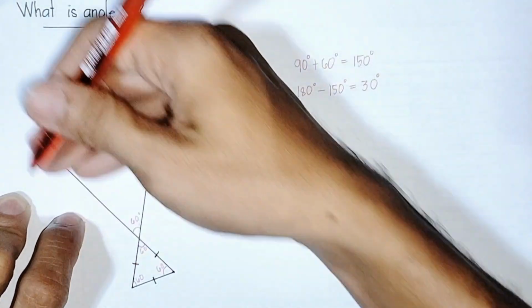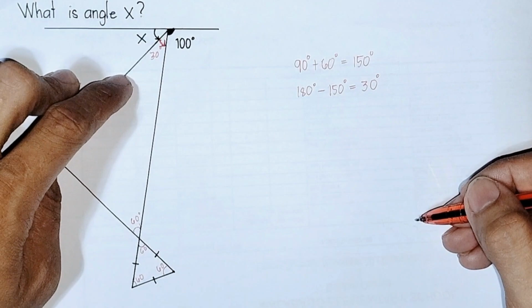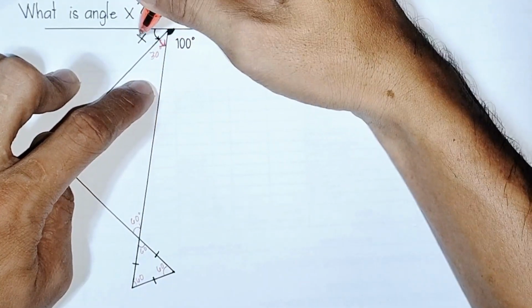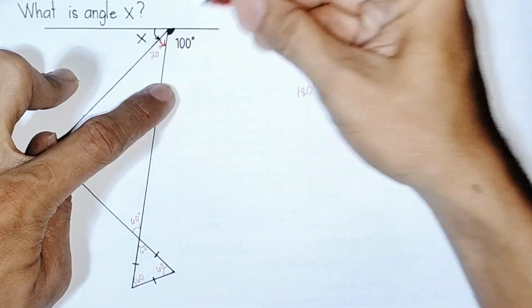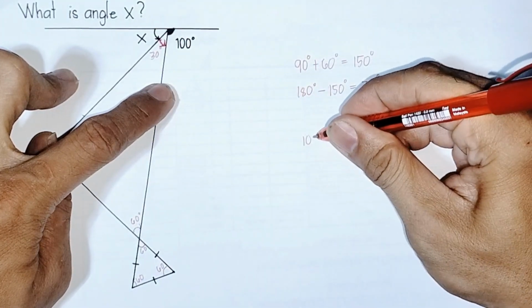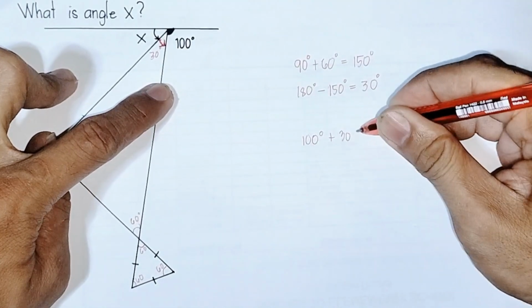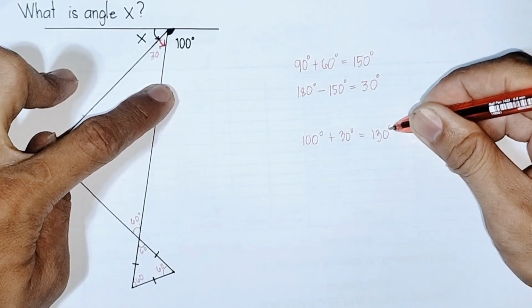So if you add the three angles here, that is equal to 180. Now since we already have the value of this angle here, we can easily find the value of x. So we have here 100 degrees plus 30 degrees is equal to 130 degrees.